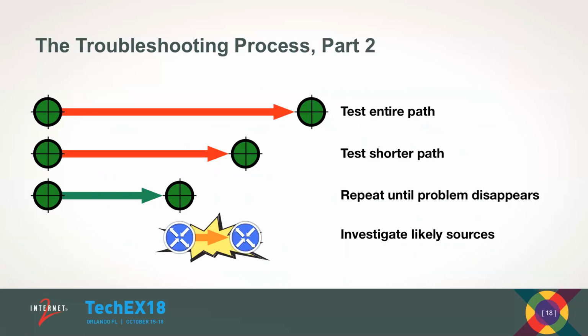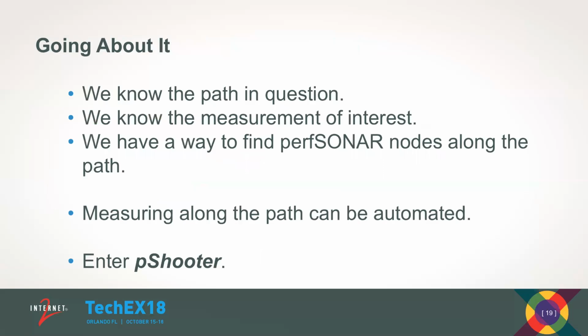So getting back to the troubleshooting process, a lot of the time, once you've got your path and you've got your list of perfSONAR nodes, usually the first thing you'll do is test the entire path to make sure that you still have the problem that's being reported. And then you'll test shorter versions of the path until the problem disappears. While that may not give you the exact location of the problem, it will at least give you some likely places to go look and see where it might be.